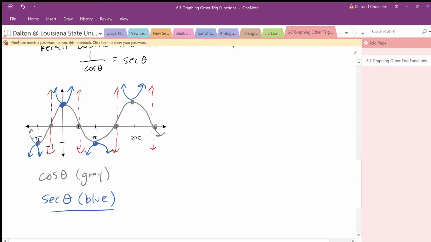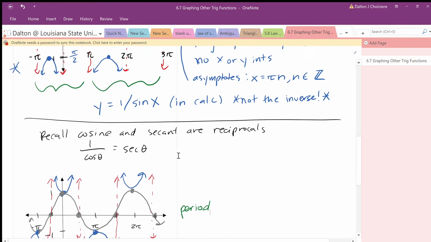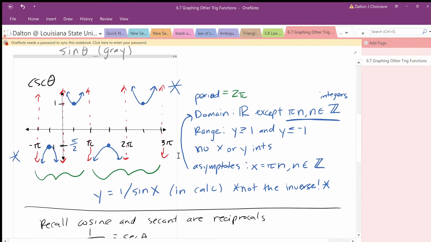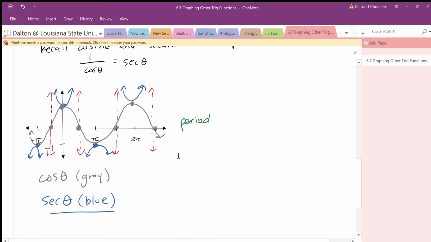So again, let's go ahead and talk about those properties. The period: if you compare these two graphs side by side, they are literally the same thing except just shifted over by pi over 2. So if you ask yourself how long it takes to go through one cycle, it would still be 2 pi.